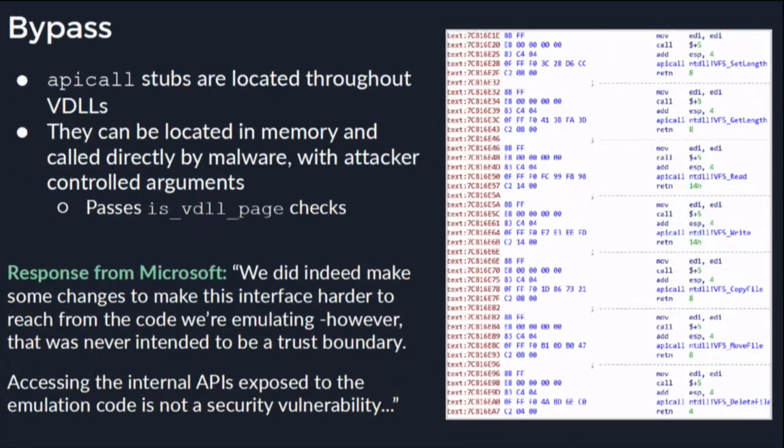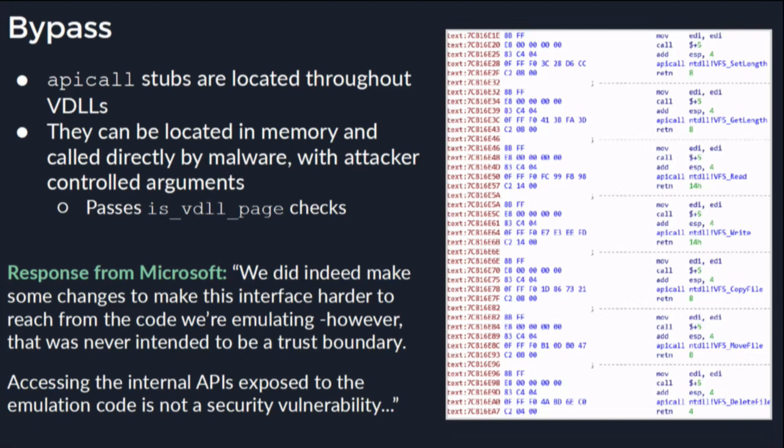And I found that I could bypass this mitigation by simply finding the API call stubs in memory in our VDLLs, which I can reverse engineer. And that can just bounce off the API call instruction and hit these interfaces with my own controlled arguments. So this is not good.